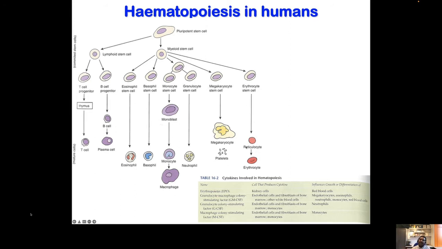Okay, there are different cytokines or molecules important for hematopoiesis. The most important one is erythropoietin. It is produced in the kidney cells and is important for red blood cell formation. Other molecules are called granulocyte macrophage colony stimulating factor, which is important for megakaryocytes, eosinophils, neutrophils, monocytes, and red blood cells. The next one is granulocyte colony stimulating factor, which is important to produce neutrophils, and then macrophage colony stimulating factor, which is important for monocytes. These are really important factors that you need to remember for your final exam.